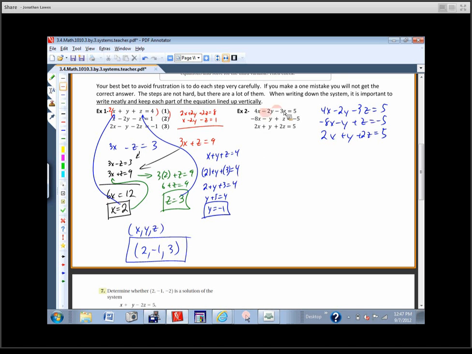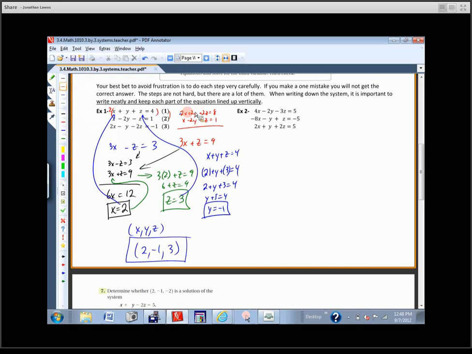Let's double check. Should the first column be a 4, a negative 8, and a 2? 4, negative 8, and 2. We got that right. Negative 2, negative 1, and 1. Got that. Negative 3, 1, and 2. Good there. And then I've got a 5, a negative 5, and a 5. So do I have it written down correctly? I do. Now I can do the work. Are there any questions?